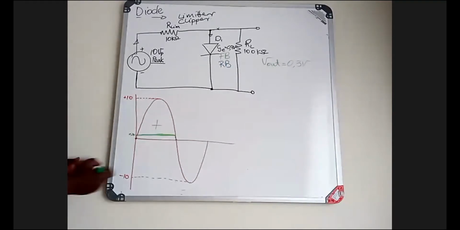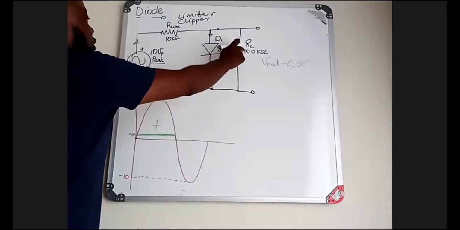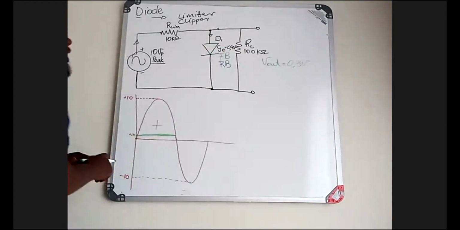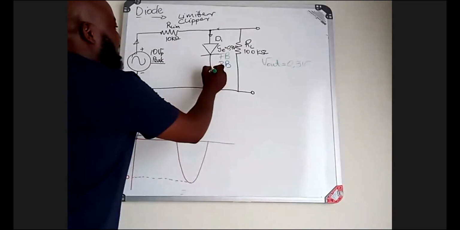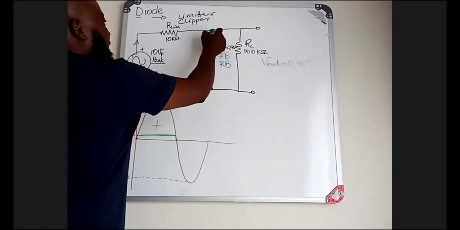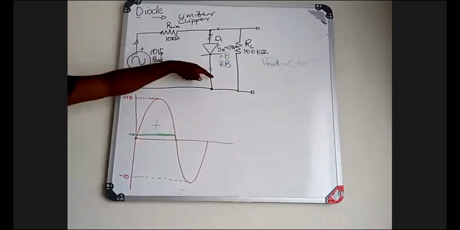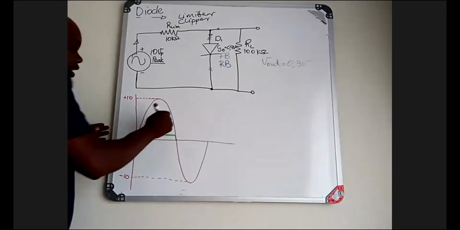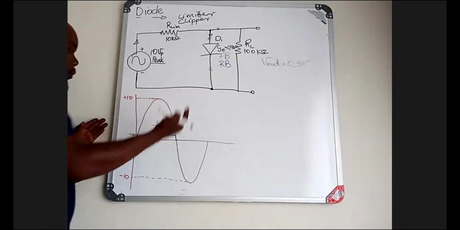You will see that this will move from a forward bias into a reverse bias. Now, if it moves to a reverse bias, then this component becomes an open switch. If it is an open switch, you will see that the output will gradually decrease up until 0.